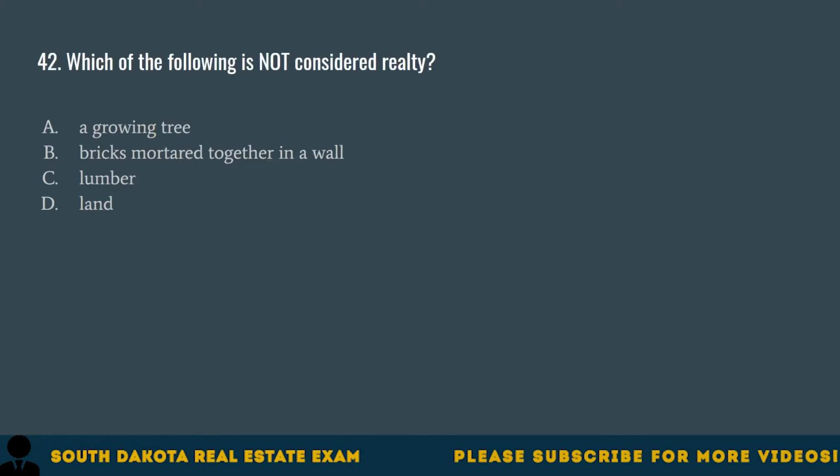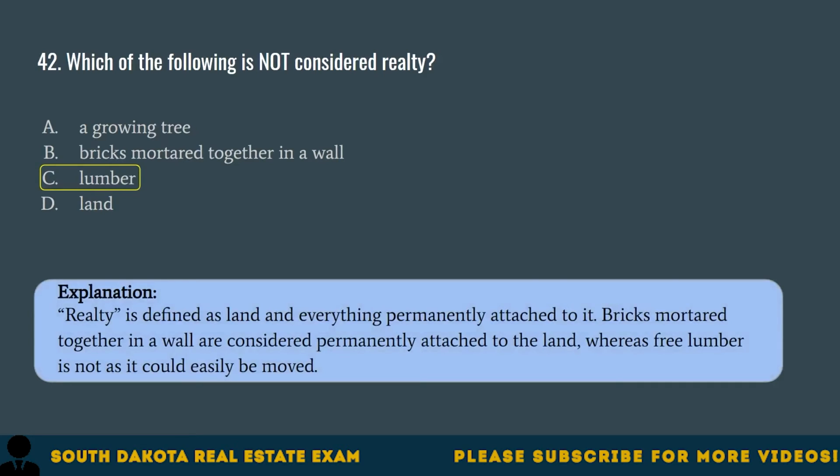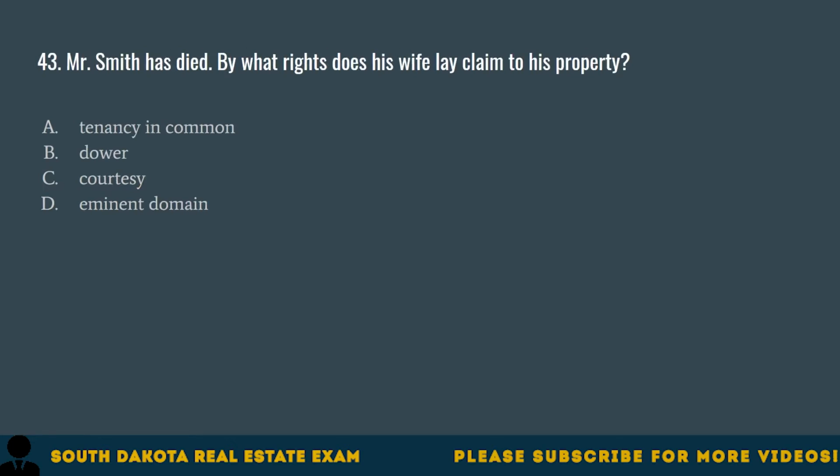Question 42. Which of the following is not considered realty? A. A growing tree, B. Bricks mortared together in a wall, C. Lumber, D. Land. The correct answer is C. Lumber. Realty is defined as land and everything permanently attached to it. Bricks mortared together in a wall are considered permanently attached to the land, whereas free lumber is not, as it could easily be moved.